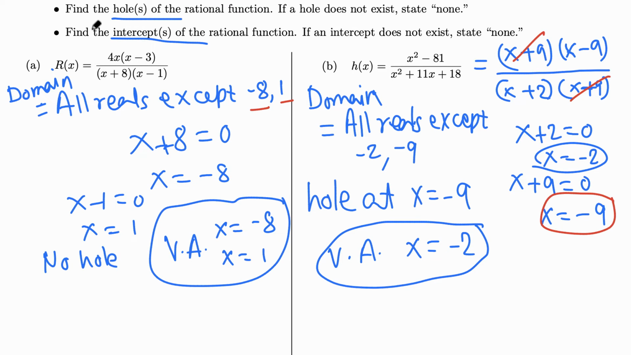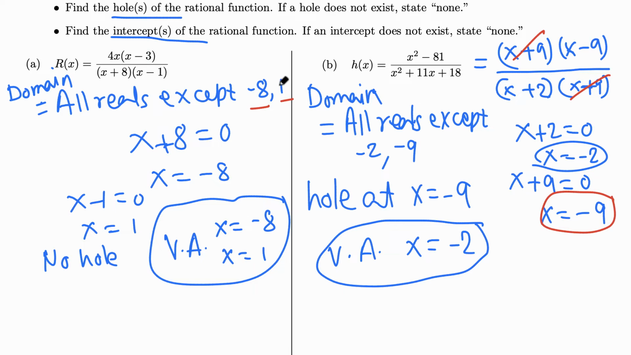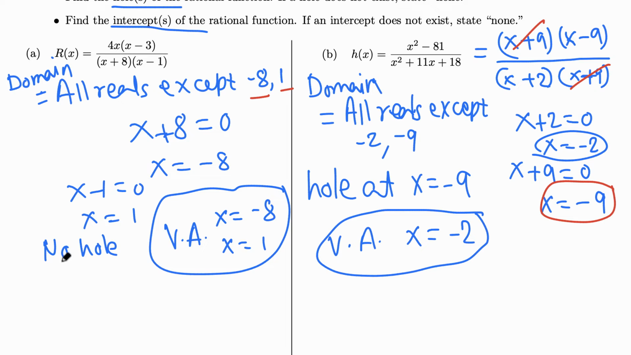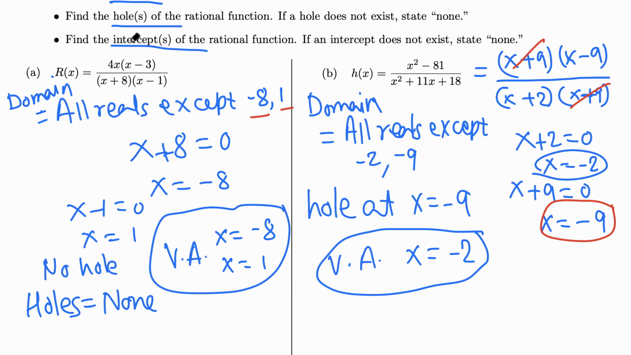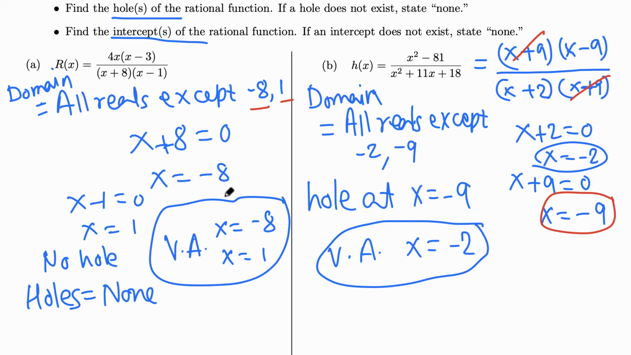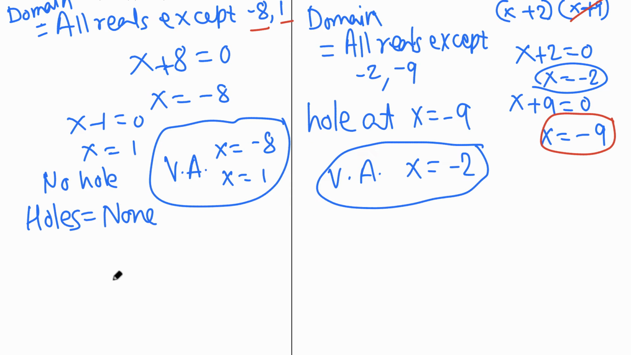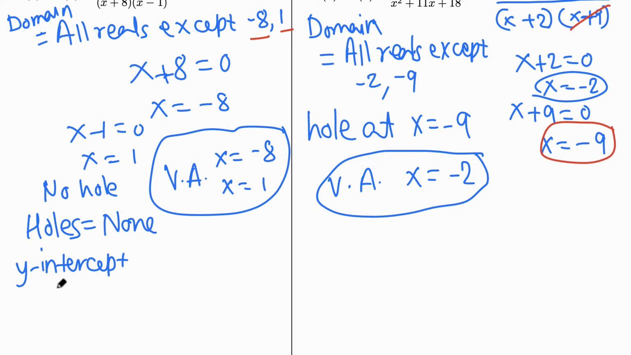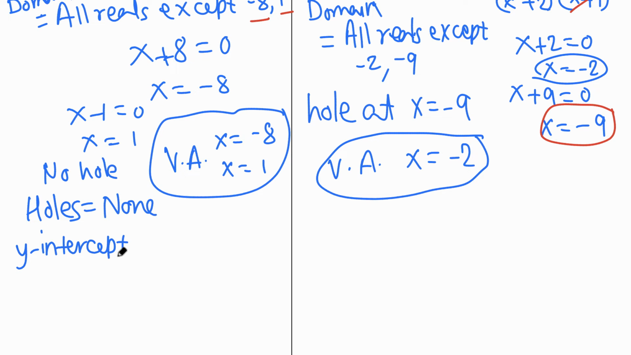In the third part, we were asked to find the intercepts. If a hole does not exist, say no. So no holes, none. Okay. Intercepts means x-intercepts and y-intercepts. Y-intercepts are easy. For x-intercepts there can be more than one. Okay, my bad. For y-intercept, there will always be only one for a function.